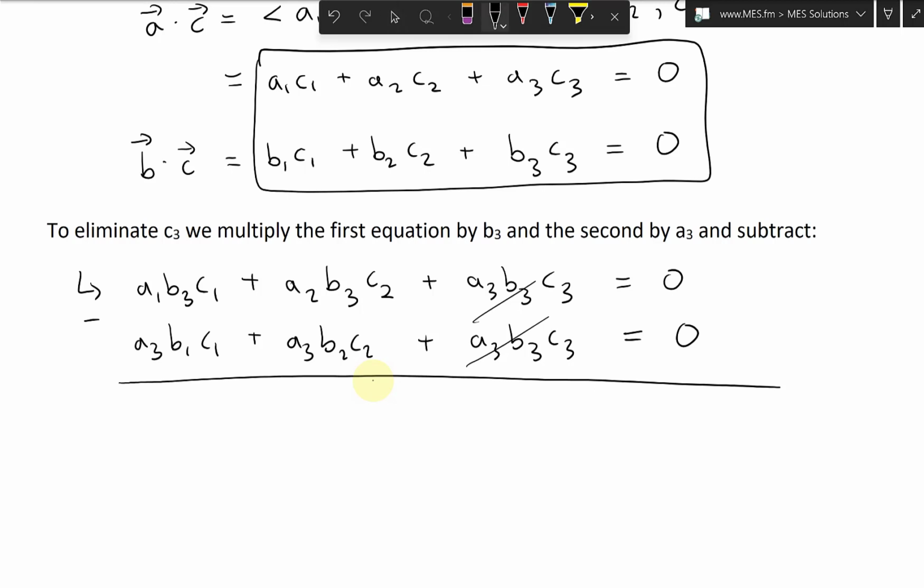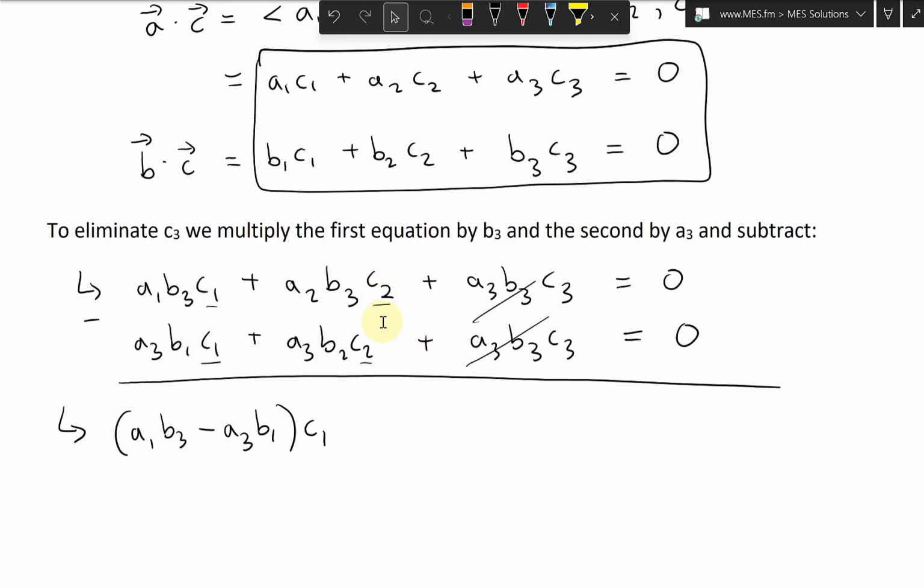What we also have is a C2 and a C1 that we could factor out. And this one, we subtract 0 from 0, which is just 0. So we're going to have this equal to 0, and I'll put this one on top there. Write it like this: A1 B3, and because we're factoring out the C1, subtracted by A3 B1, and this is multiplied by C1.